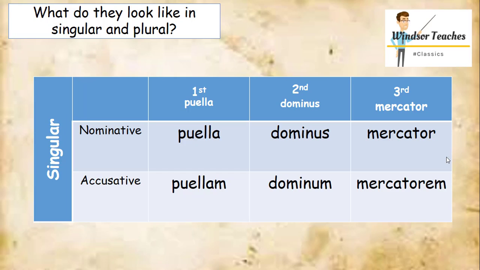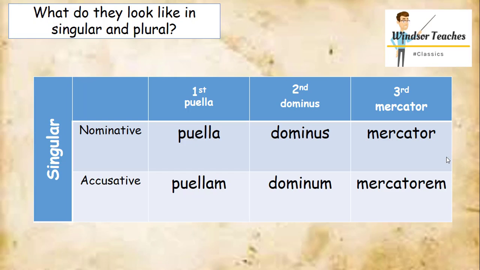So let's say we're using the word puella, meaning girl, for the first declension. If there's one of her and she is the subject of the sentence, we're going to say puella. If there's one of her and she is the object of the sentence, she having the action performed on her, we would say puellam. In the second declension, let's say we're using the word dominus, meaning master. If there's one of him and he's performing the action, we would say dominus. If he's having the action performed on him and he is singular, we would say dominum.